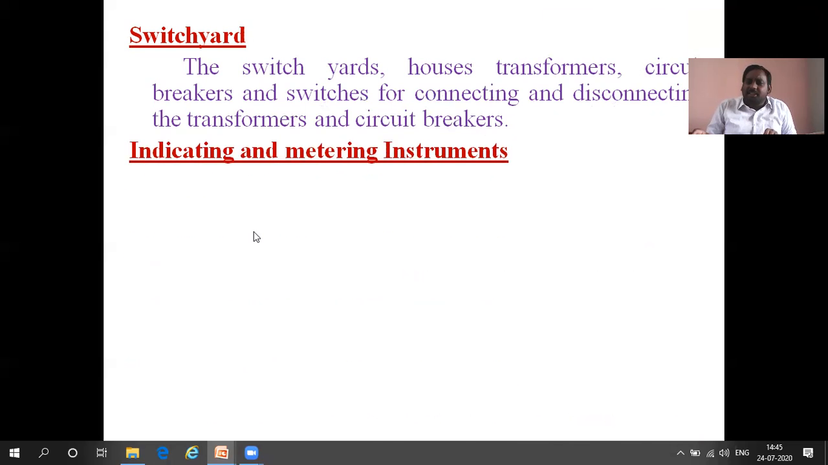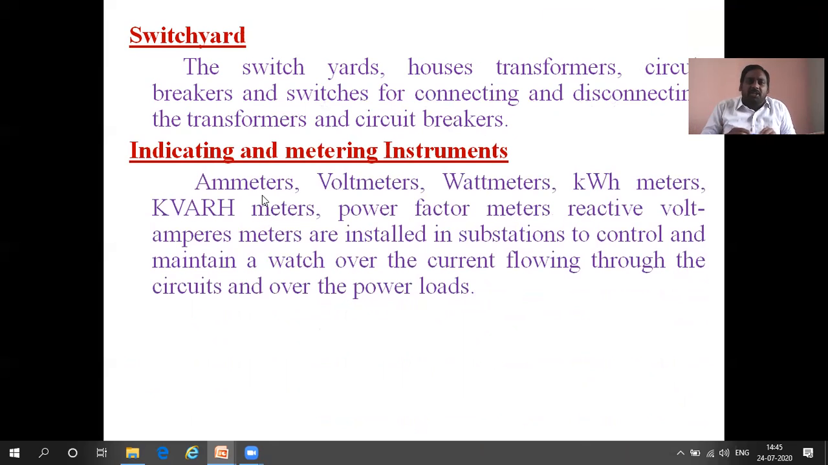And indicating and metering instruments: ammeters, voltmeters, wattmeters, kilowatt hour meters, reactive power meters, power factor meters, reactive volt ampere meters are installed in the substation to control and maintain a watch over the current flowing through the circuits and over the power loads. Simply, they are used to measure the current, voltage, power, active power, reactive power, and power factor, respectively. To measure all these things, these types of meters are used.